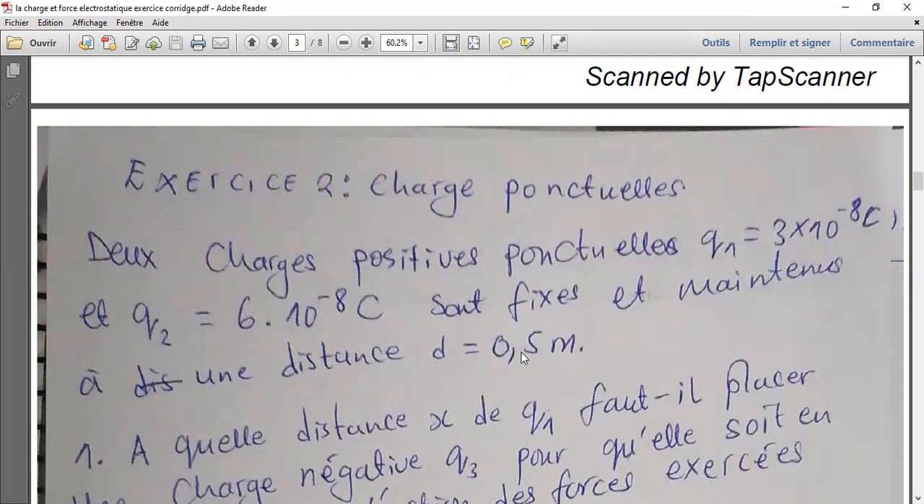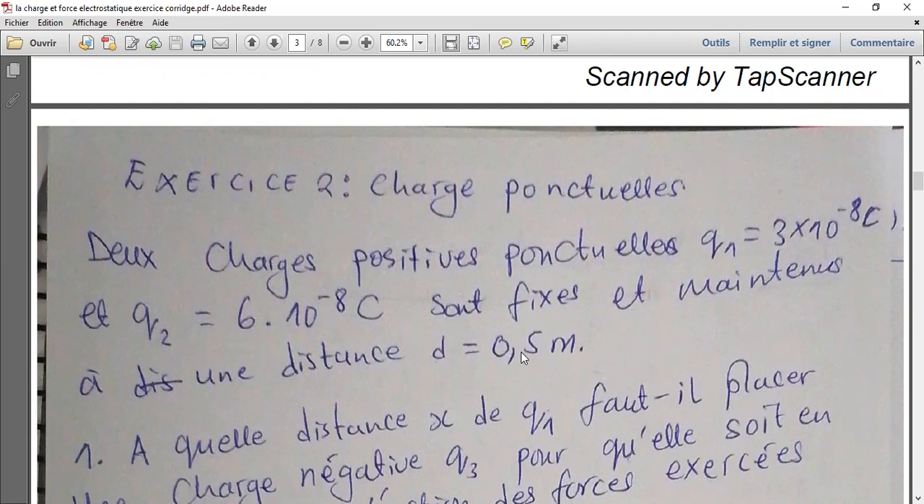Two charges, two particles which are positively charged. You have Q1, which is equal to 3 times 10 to the power negative 8 coulombs, and you have Q2, which is 6 times 10 to the power negative 8 coulombs, and they are fixed at a distance of 0.5 meter between charge 1 and charge 2.